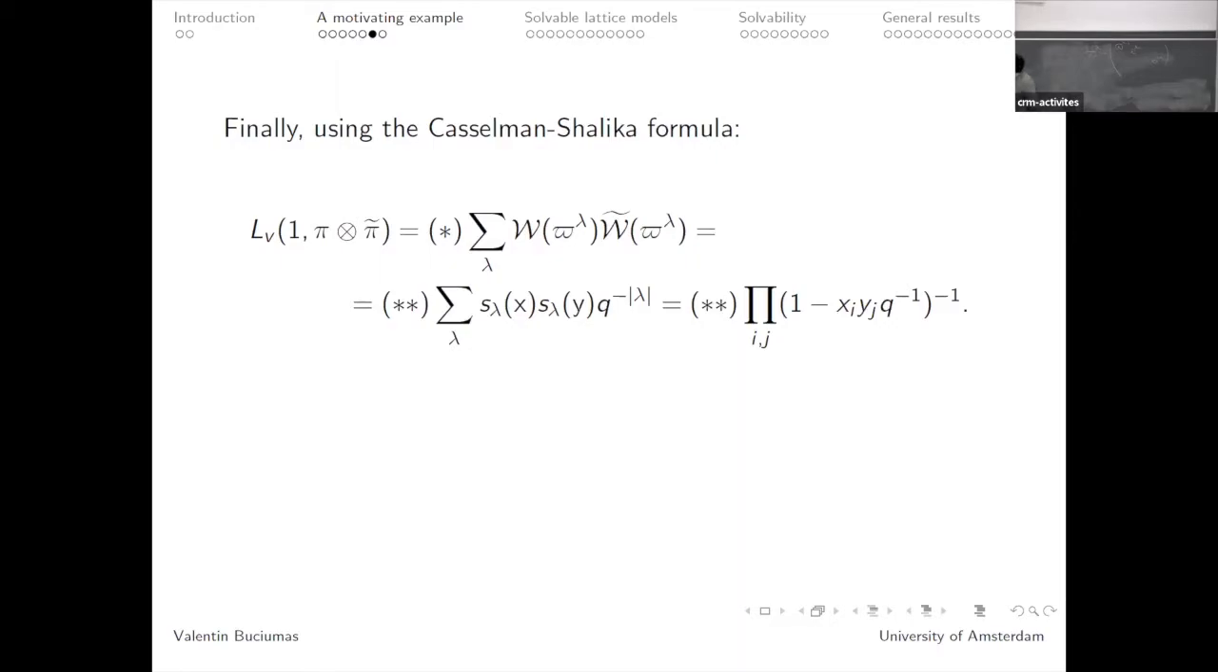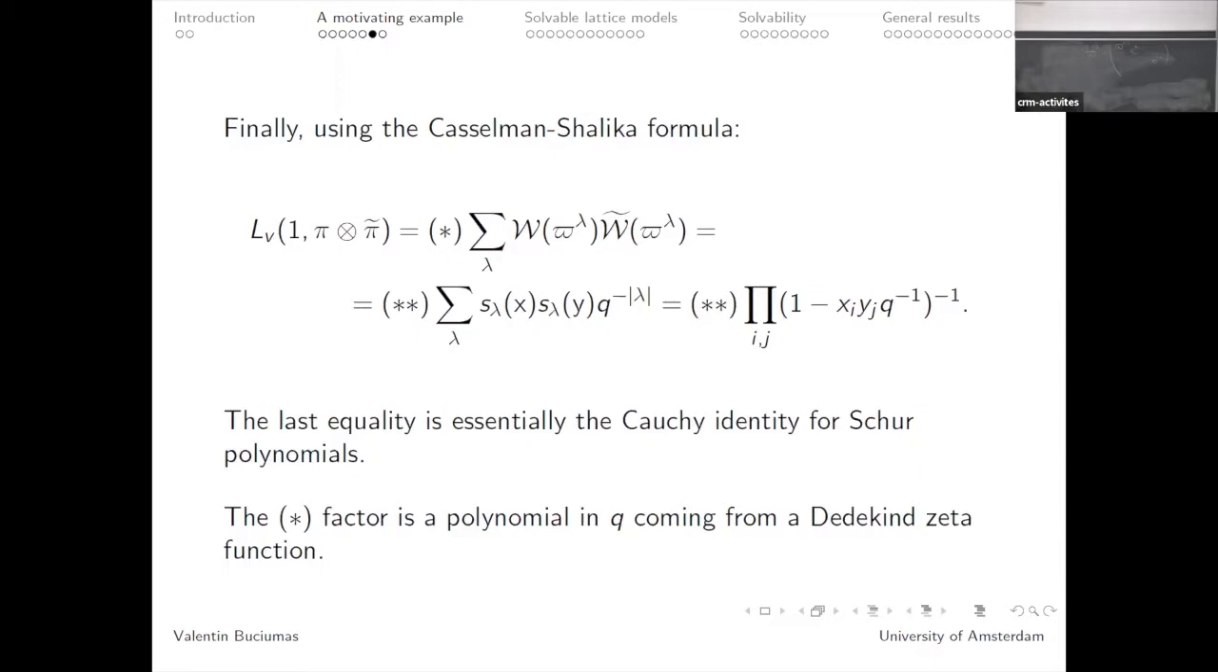And then finally, this sum just happens to be this product here. And this is what's called the Cauchy identity for Schur polynomials. So if you set q equals 1, you get the regular Cauchy identity. And it's not hard to prove this quantum version of the Cauchy identity from the regular one. The star factor comes from a Dedekind zeta function, but maybe let's not discuss that too much.